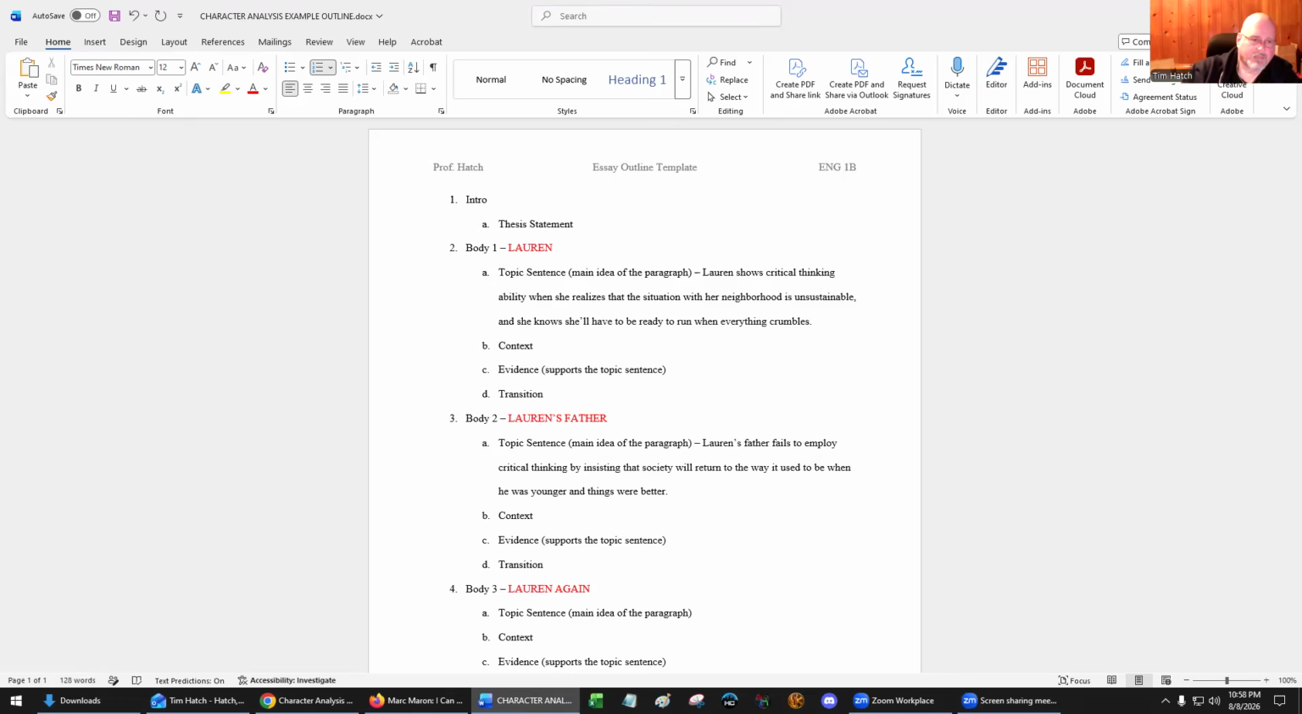Lauren is taking a look at the world she lives in and recognizing that it's all going to hell and that things are going to change, and they're going to change faster than they want them to, and that she needs to be ready for it. They all need to be ready for it, but they're not listening to her. She knows she needs to be ready. Her father, he doesn't want to accept the truth.